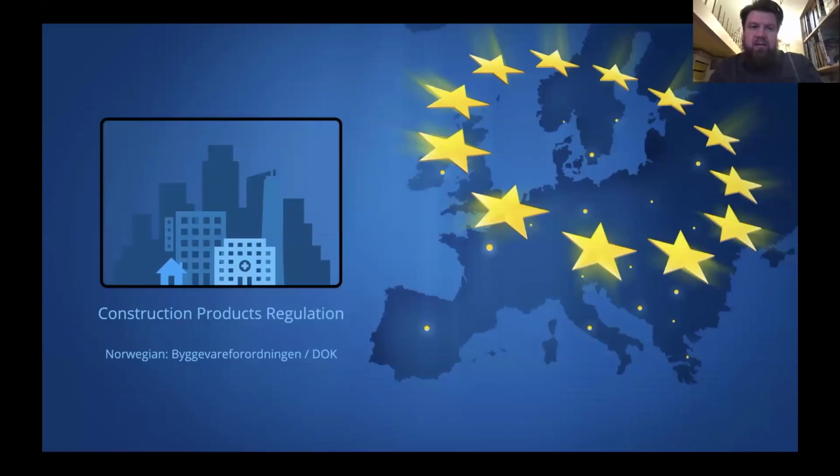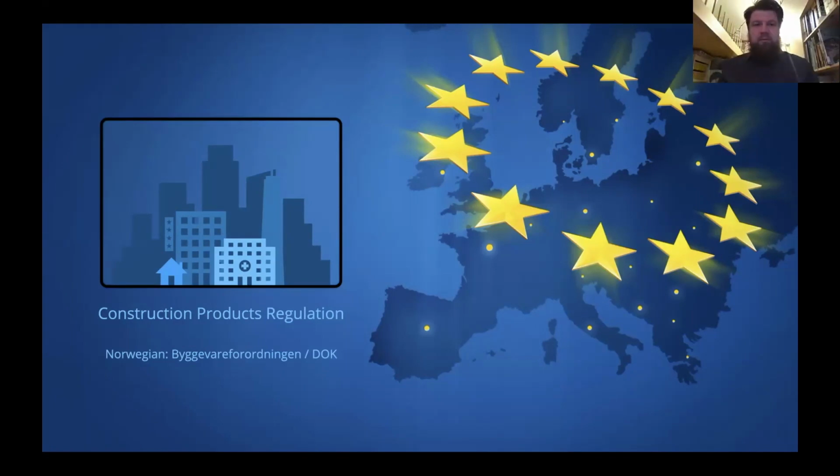If we look at this circular part, it was never thought about when we made the Construction Products Regulation, which is the EU law that governs what you're allowed to put in a building and what you're not allowed to put in a building. This legislation is currently, at least in Norway, blocking most startups, big companies, everybody that wants to do reuse. This is the law that's stopping us from doing it legally.